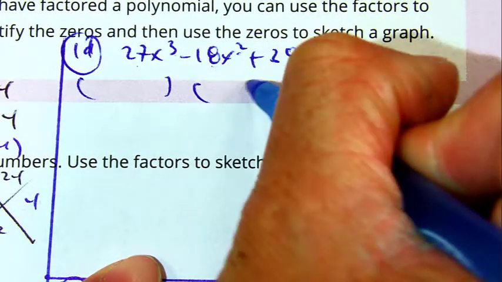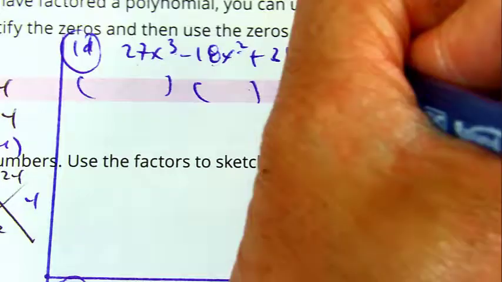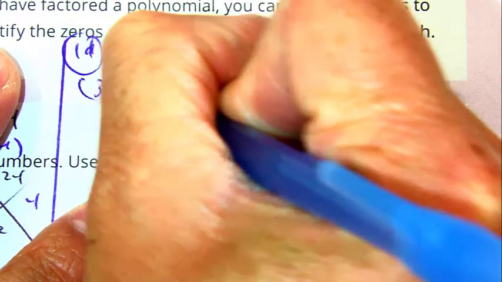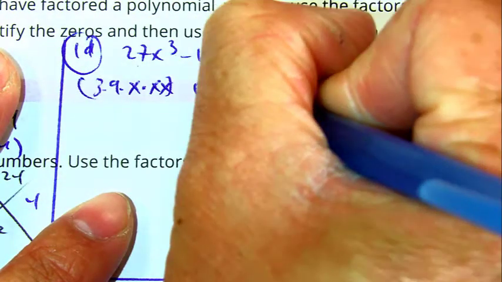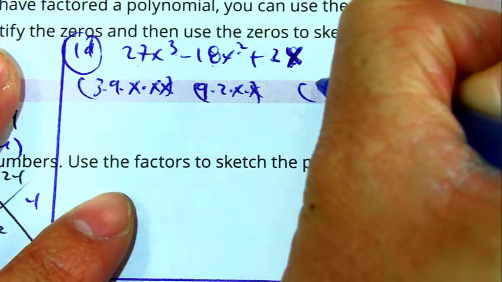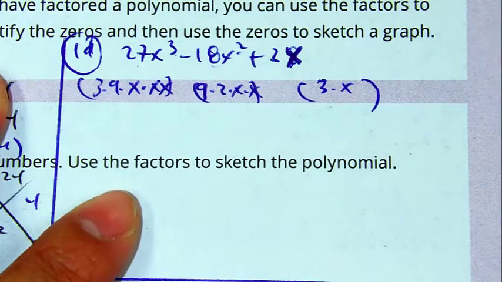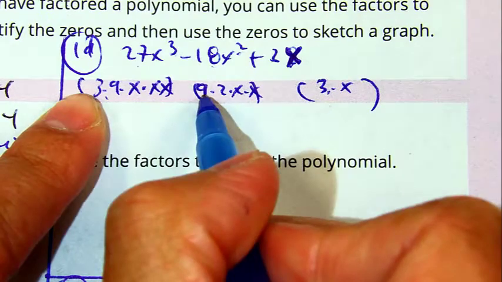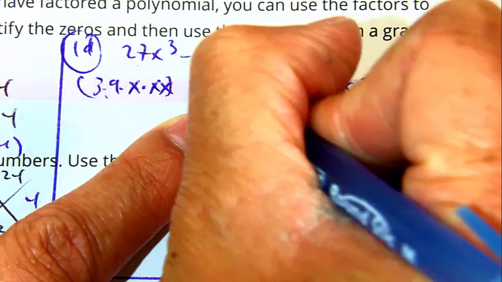I'm going to put the GCFs in here. I think I copied the problem down wrong. That should be a 3x. So I have 3 times 9 times x, x, x. This one's going to be 9 times 2 times x, x. And this one is just going to be 3x. Look what I did. I made a mistake. You might make this mistake. I have a 3, 3, and this is a 9 and a 2, which means I need to go back and change that to be what? 6 and 3.